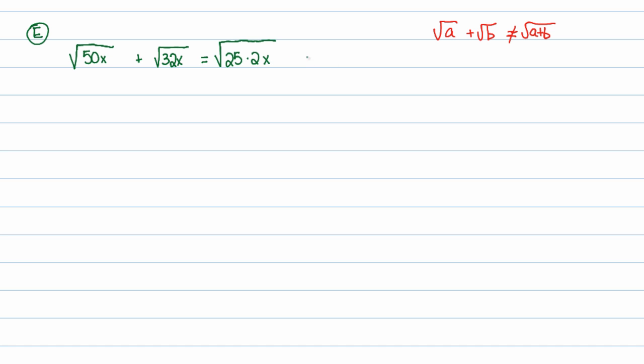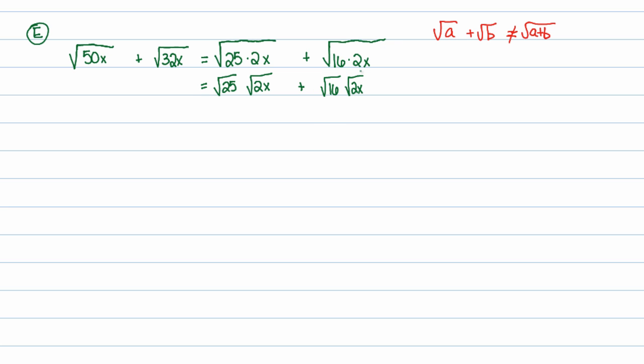And at 32, the same thing, I cannot take the square root of 32. However, I can break it into 16 and 2, and 16 I could definitely take the square root of. So let's pull these apart. We can do that. That'll be the square root of 25 times the square root of 2x plus the square root of 16 times the square root of 2x.